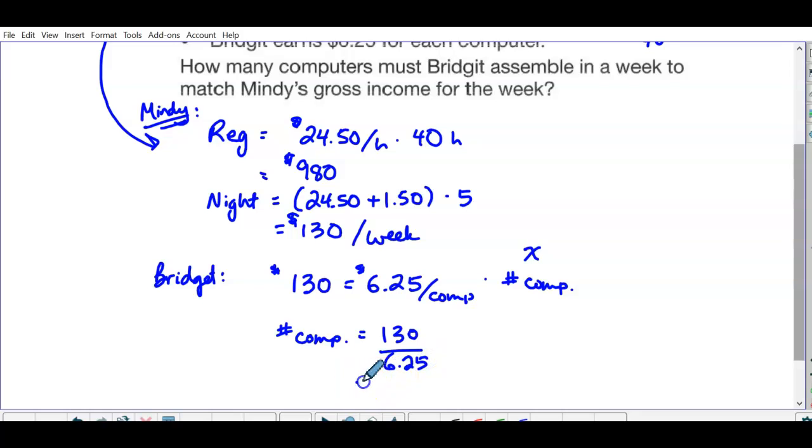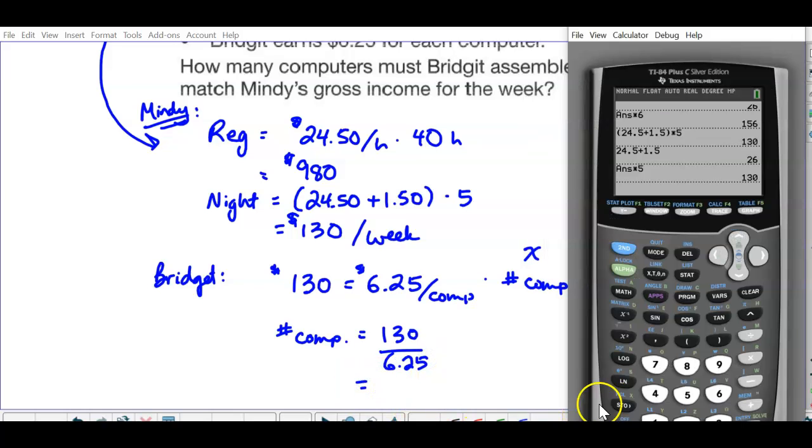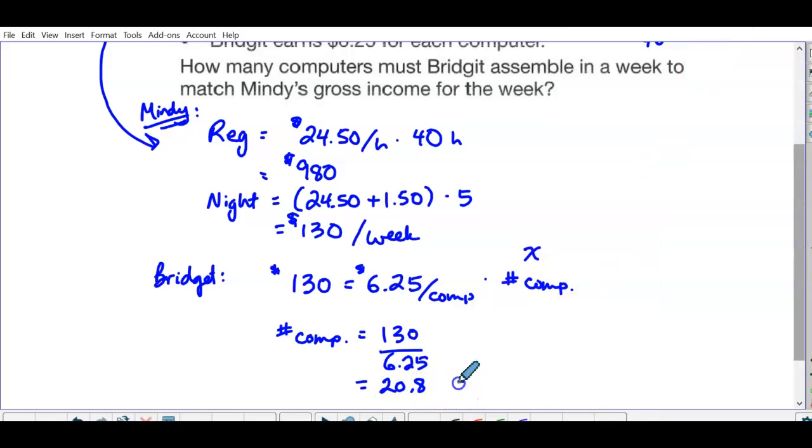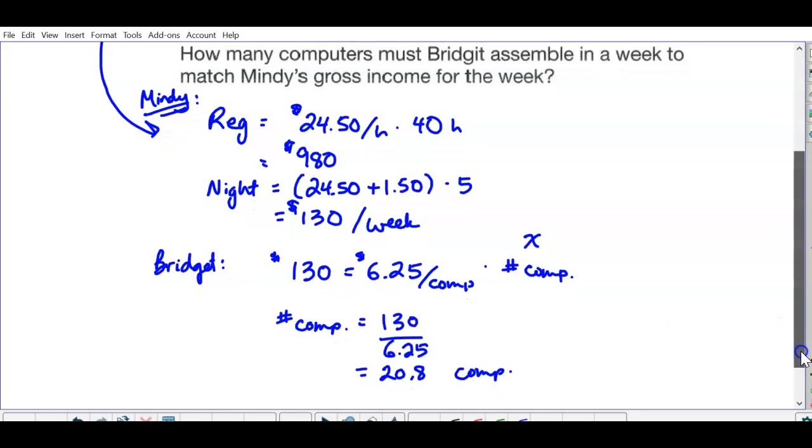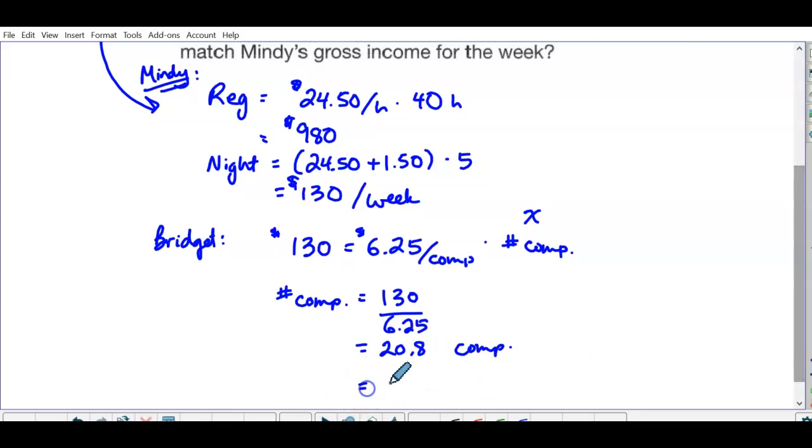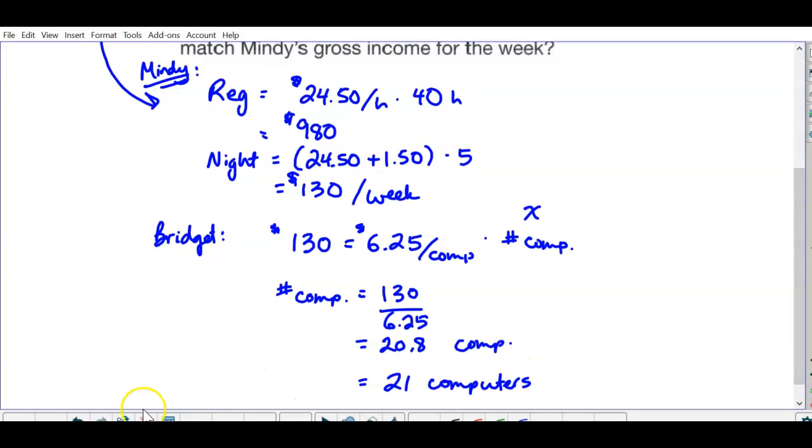So we'd want to divide 130 by 6.25, and in our calculator, go 130 divided by 6.25, and that'd be 20.8. It's not money, so 20.8 computers. You can't really make 0.8 of a computer, so we would say 21 computers. And then she would just earn a little bit more than Mindy. Okay, so that was question 2 in the practice. So that's it for 1.7.